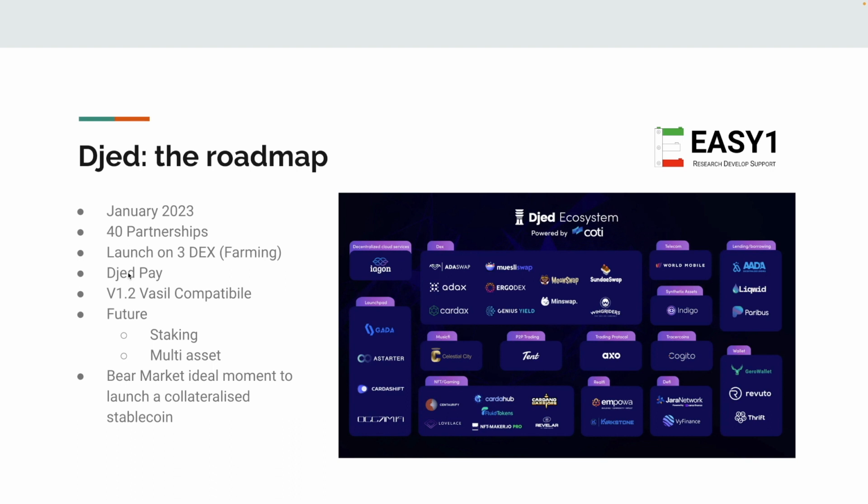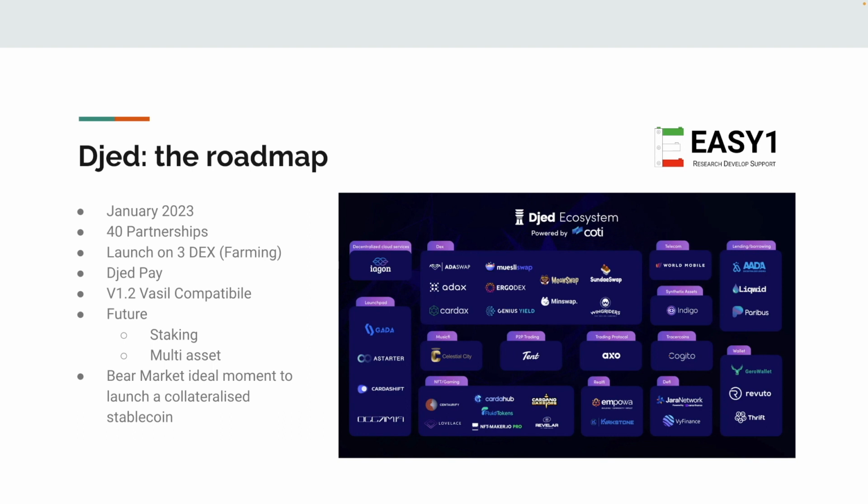I don't know the details about this, but if it is going to be similar to what ADA Pay has been developed by COTI, this is going to be revolutionary and will give a huge use case for Djed. The smart contract will be WASL compatible with version 1.2. This means that while it does not fully leverage all the WASL improvements, it will be a step closer for the next version of the smart contract for Djed.